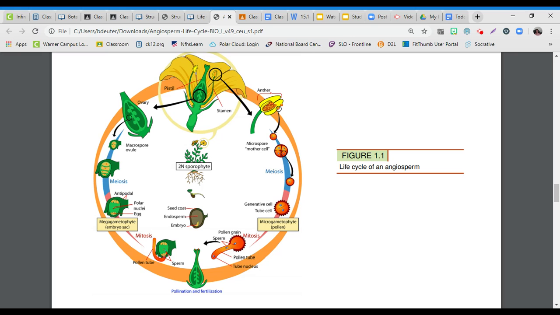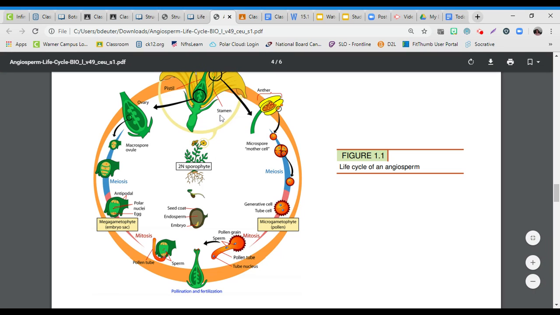It will produce pollen for the male reproductive gamete, and it will produce our ovum or egg for our female reproductive gamete. Remember, pollen is the same as sperm. If we're trying to talk between animal species and plant species, pollen would be considered sperm.